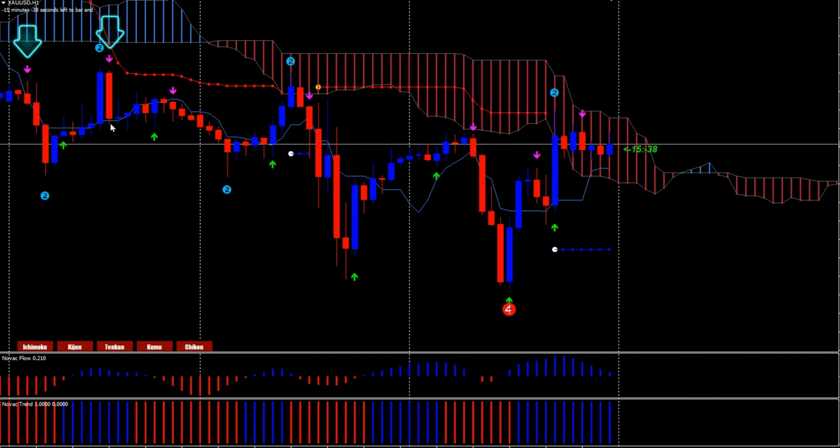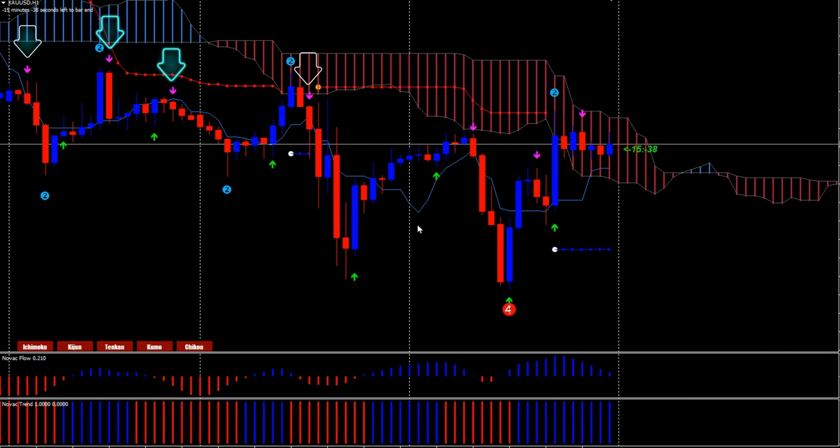Over here, an arrow appears, but the candle closes above the cancel line, so we do not do a sell. Also look below: Novec flow and trend is blue, and the price went up. So the arrow and the Novec flow help you to filter. Over here, an arrow, the candlestick closes below the blue line, Novec flow and trend is red, so the price went down.